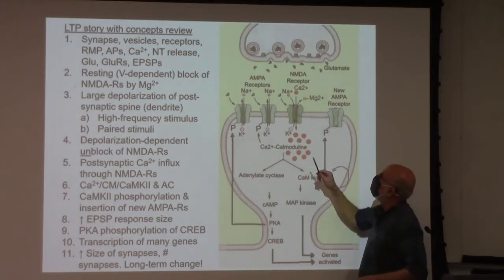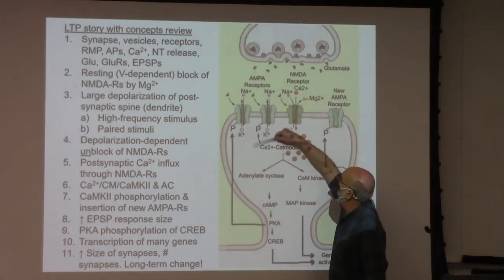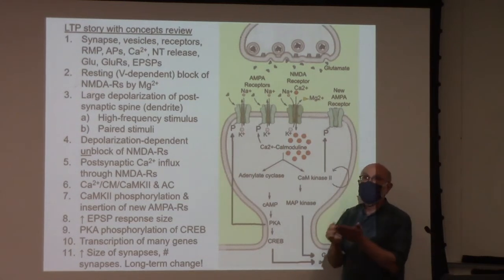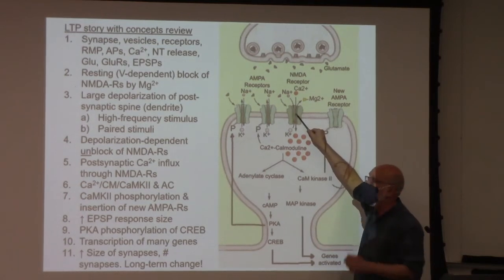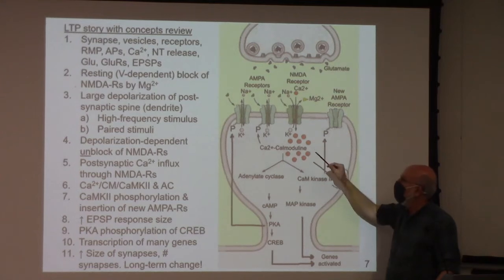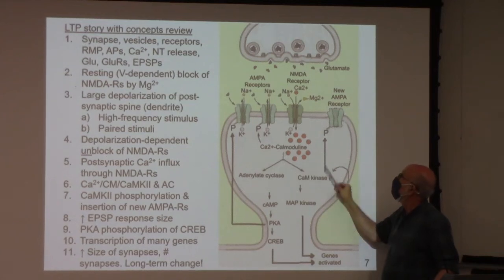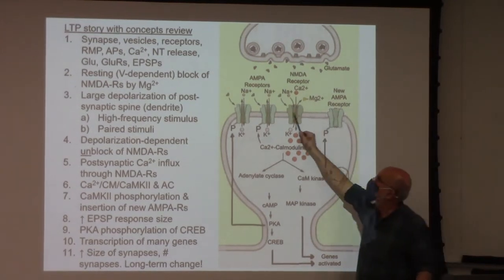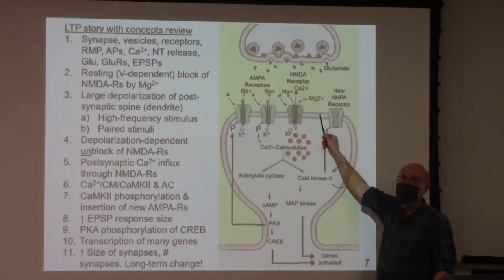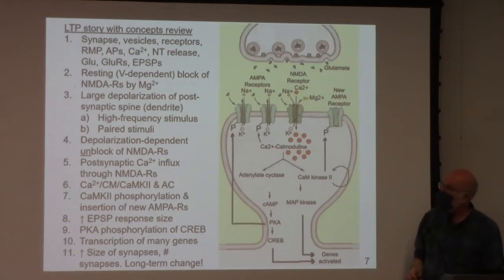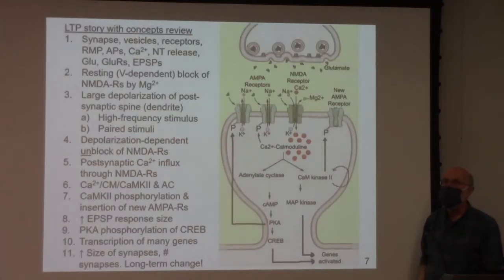So what do we have? With a single action potential, slow, all we got is normal neurotransmission. With a fast pulse train, we got this channel unblocked, got calcium, got a story of kinases that put more receptors into this membrane. More receptors, bigger EPSP. More receptors, bigger EPSP. That lasts for hours.